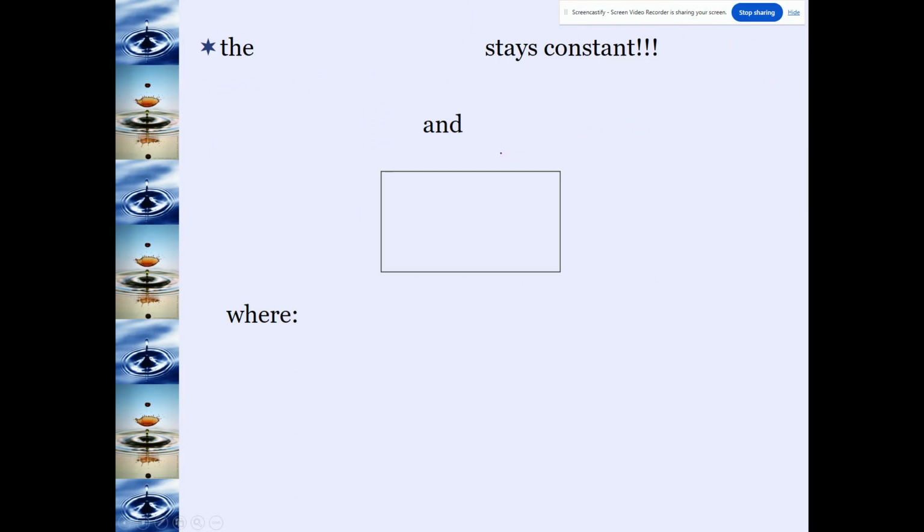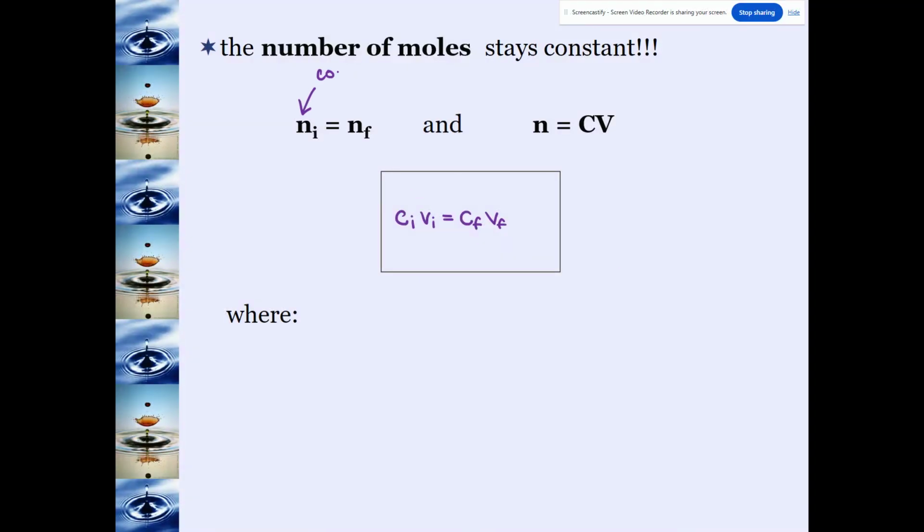Now, because the moles are constant, that leads us into our formula. The moles of my initial solution equal the moles of my final solution. And we know that our formula for moles is C times V. So I can write that my C of my initial solution times my V of my initial solution, which is how we solve for n_i, equals C of my final solution times V of my final solution. The initial solution is your more concentrated solution.